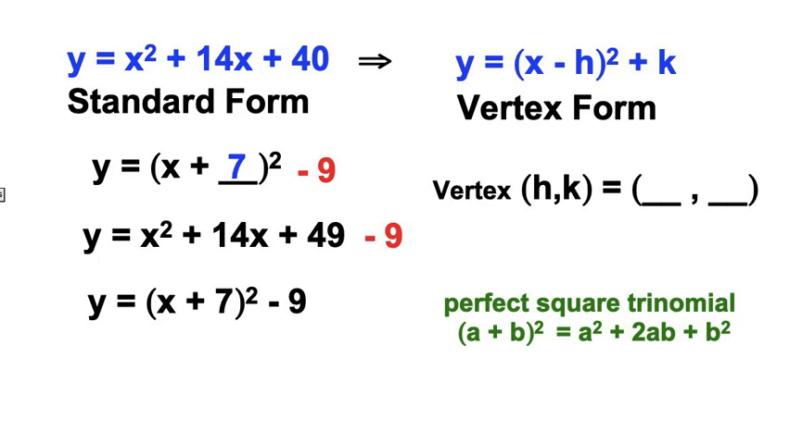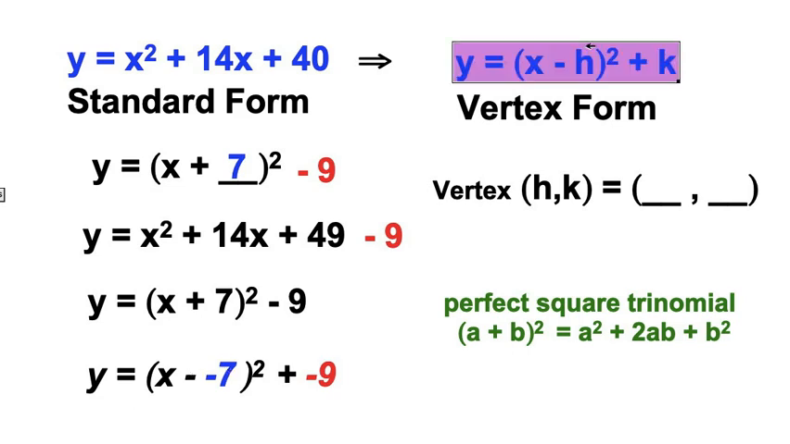Now, this is going to be interesting because now I want you to think of plus 7 as x minus a negative 7. The form says x minus h. So h is going to be negative 7. And the k is going to be negative 9. This one is going to have its vertex in the 3rd quadrant.